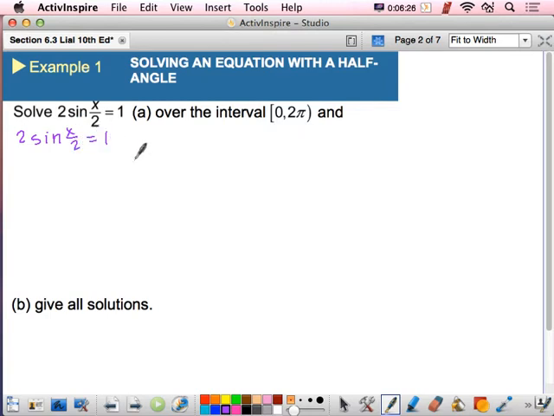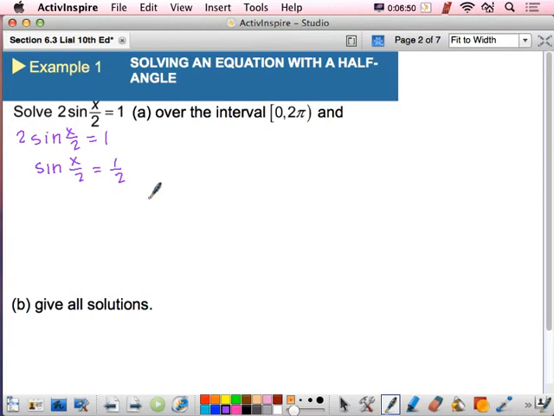How many trig functions are there? Just one. Okay, so since there's just one trig function, I can just isolate it. So we know that sine of 1/2 x is equal to 1/2. Now at this point, if that were a plain x, we would generate off a reference angle, and then we would move around all 4 quadrants to find the 2 places where that happens, right?